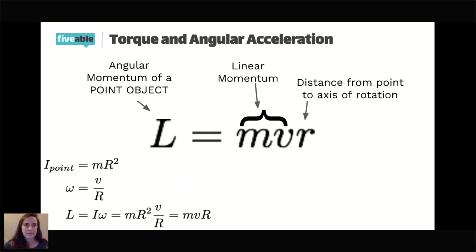Okay. Where are we? All right. So if you can't remember what your angular momentum of a point object is, you can always get it back again from L equals I omega, and the inertia of a point is just mr squared.